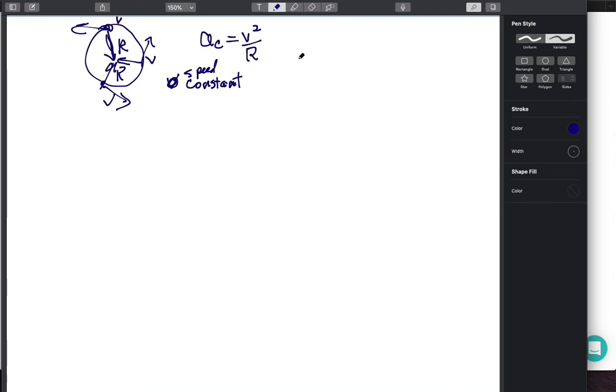The proof for this expression involves some fairly straightforward calculus and using polar coordinates instead of Cartesian coordinates. So it's not that hard, but I'm not going to do it right now. You can certainly investigate that if you want.